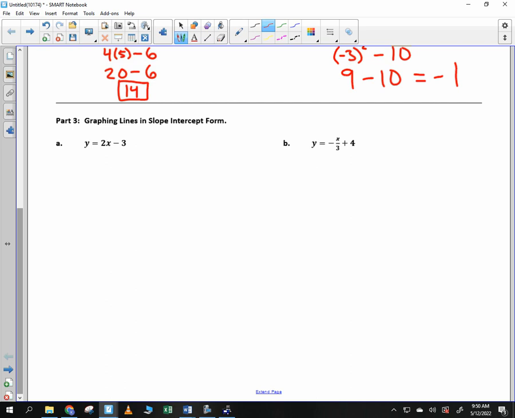I didn't put graphs on here. I forgot. It says graph lines in slope-intercept form. Remember that when you graph lines, you need to remember what the slope is. The slope is that number in front of x, so we're going to say 2 over 1. And then your y-intercept is your b value. And we're going to say that that is negative 3. It's that constant on the end. So I'm going to make my graph.